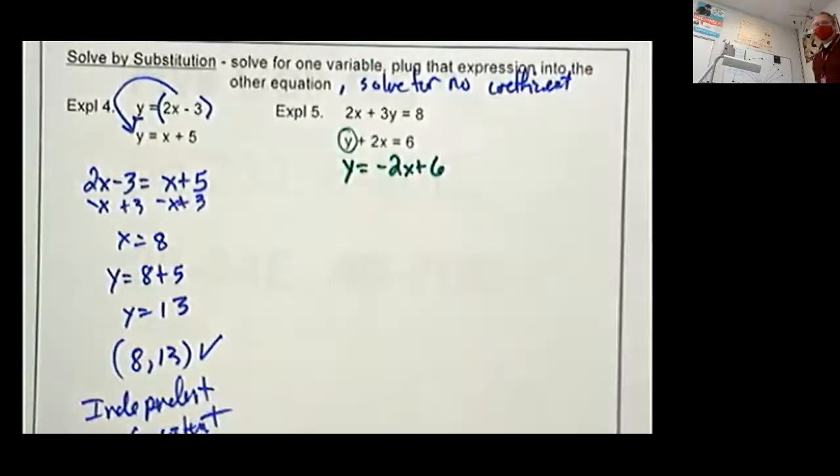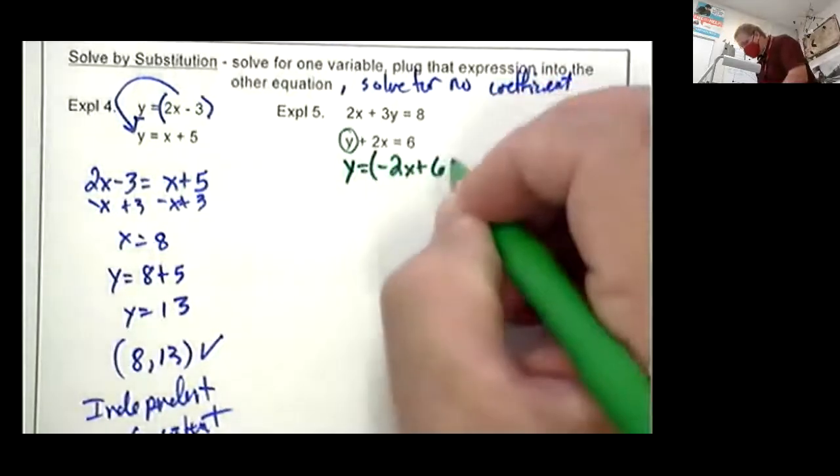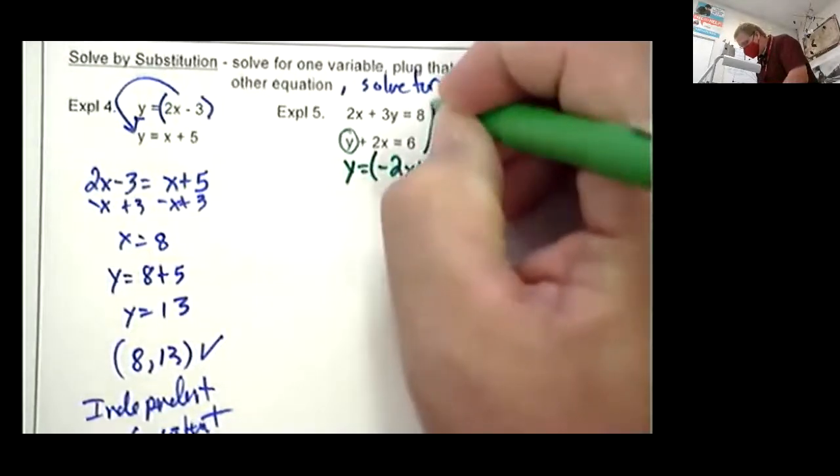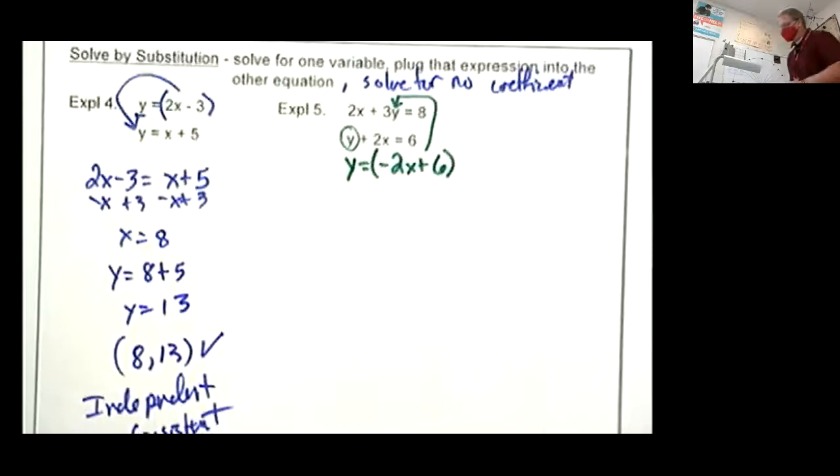So I'm going to pick one equation. I'm looking for the variable that has no coefficient, and solve for that variable. It can be an x or a y. It doesn't matter. Now we're going to take that expression and plug it in for y into the other equation. In this case, it was the first.